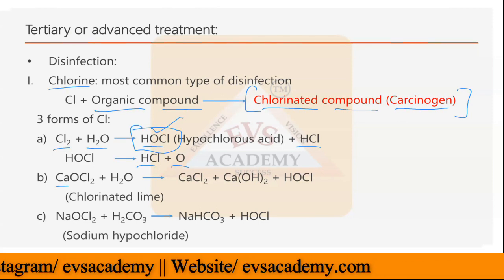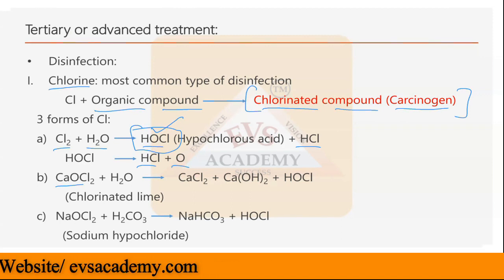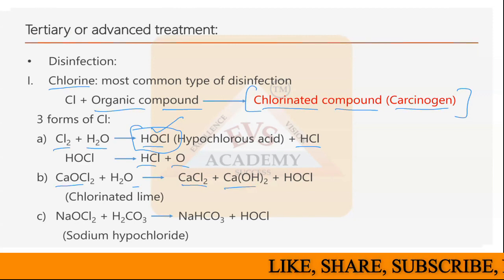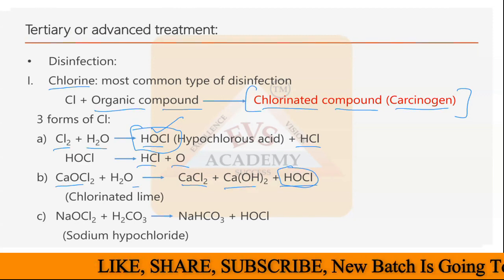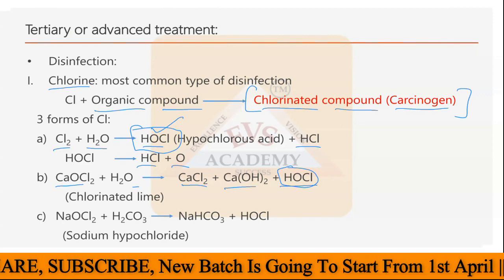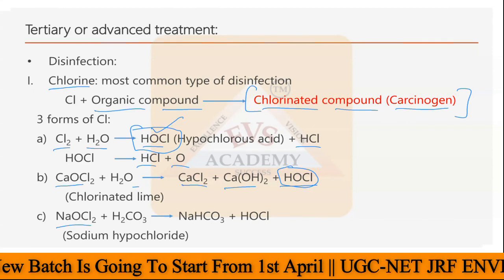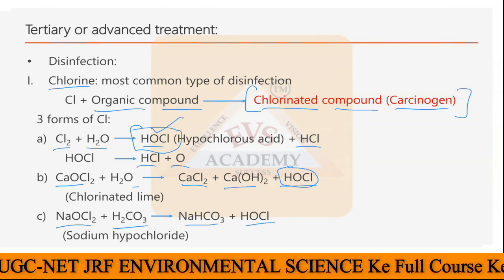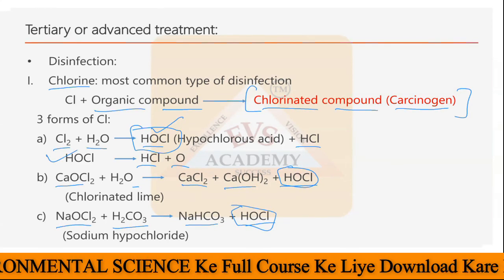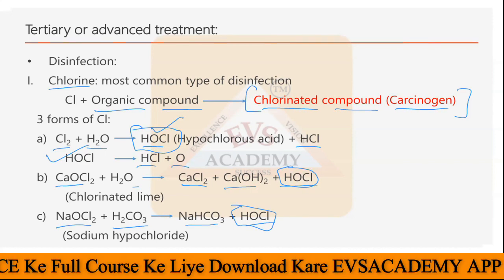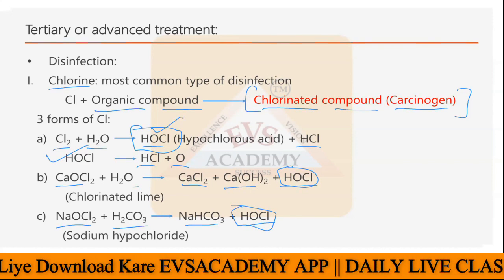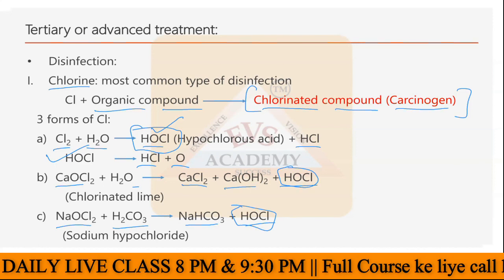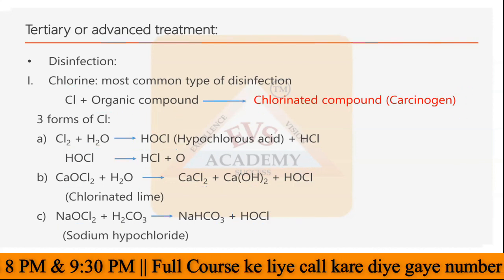Then we have calcium oxychloride, which is a very common form of chlorine, bleaching powder you can say. It will react with the H2O. Again, it will create calcium chloride, Ca(OH)2, and HOCl. The HOCl would again go through the same reaction, and nascent oxygen will kill the organisms. Then we have sodium hypochlorite. It will react with the H2CO3 present in the water, converting into Na2CO3 and HOCl. Again, HOCl will go through the same reaction that you have seen here, and this is how it will treat the water. So in all the forms of chlorine that you can see here, HOCl is the main form which is doing the work, and the creation of HOCl is very important here. So I hope this tertiary treatment is clear to you.